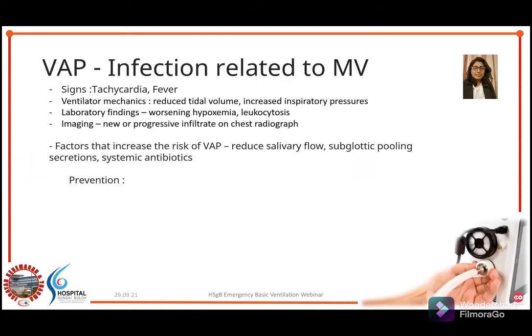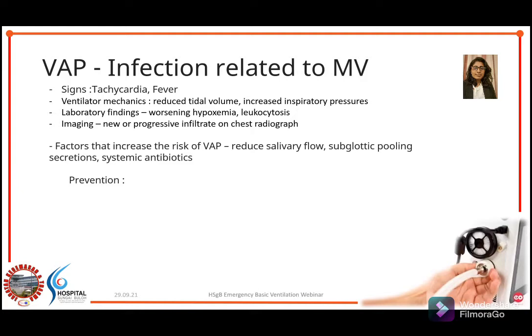Moving on from the complications of positive pressure ventilation, next we will be talking about infection related to mechanical ventilation. Very commonly these patients develop VAP, which is ventilator-associated pneumonia. Usually it develops 48 hours after the patient is mechanically ventilated. The patient presents with signs of tachycardia and fever. On the ventilator, you may see that the patient receives reduced tidal volume and increased inspiratory pressures.